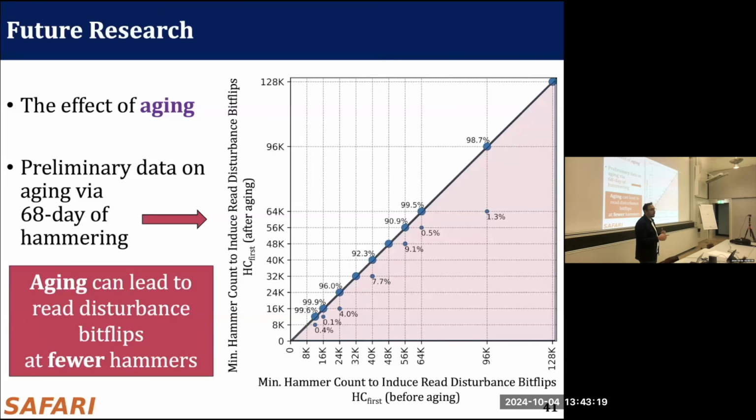You need to repeat profiling quite often, maybe not that often. We don't know that because we don't know how aging works with read disturbance, really. This is just some preliminary data, just to motivate further aging studies. So we need to understand how aging works, and based on that, we need to periodically repeat profiling our chips.